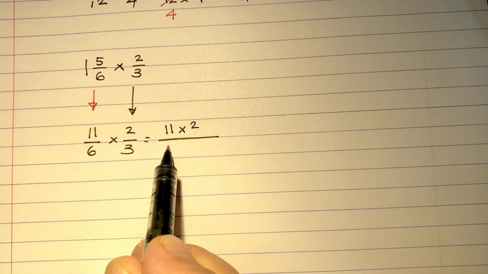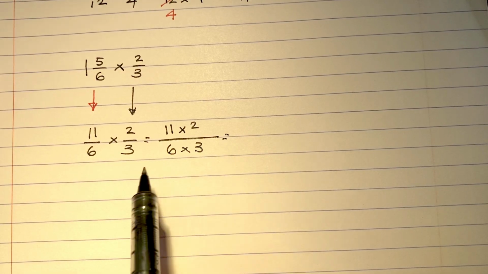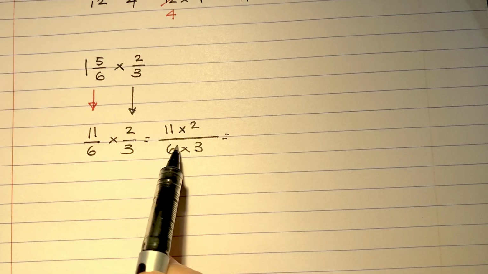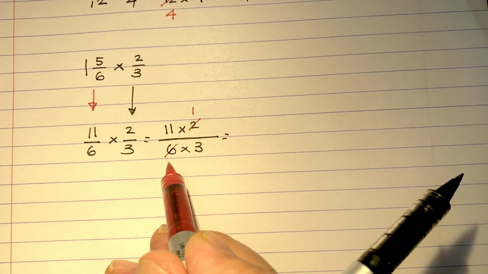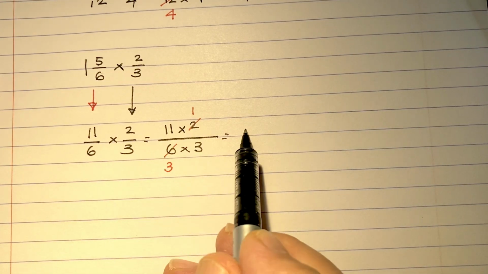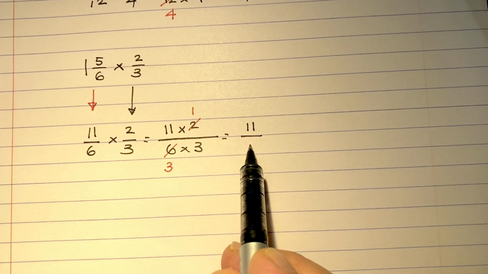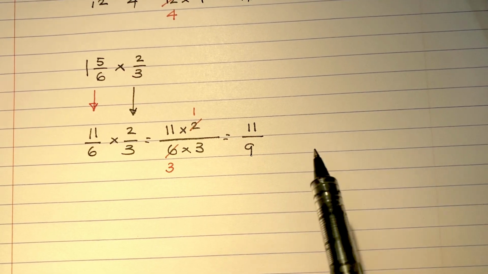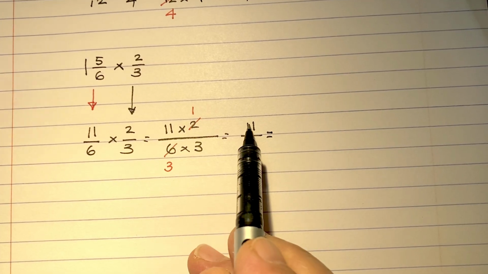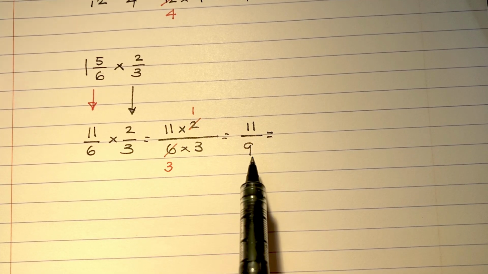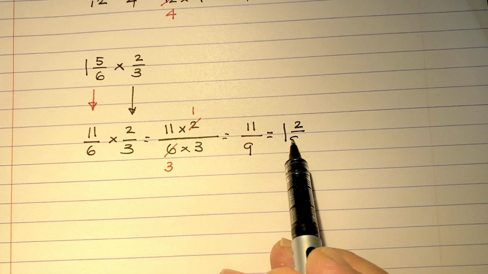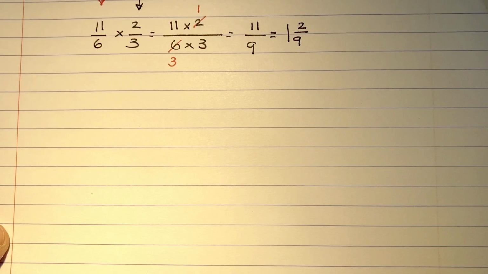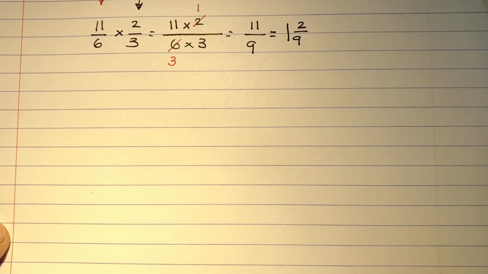Okay, we write 11 times 2 at the top and 6 times 3 in the denominator. Would 11 and 6 cancel? No, 11 and 3 don't cancel, but 2 and 6 do cancel. 2 into 2 once, 2 into 6 3 times. 11 times 1, 3 times 3. Okay, that's the final answer, but it's an improper fraction. The top is heavier than the bottom. So how many 9s can fit into 11? Once, remainder 2, same denominator. Next question.